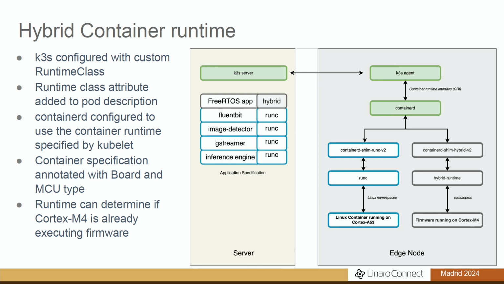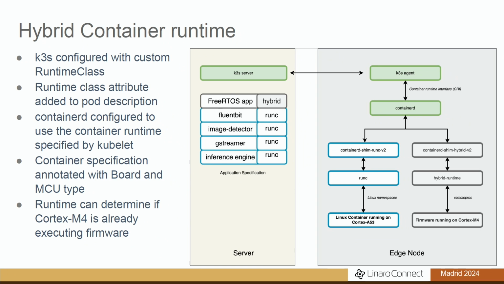So because of that, we were able to enhance K3S just using the normal configuration. We created a custom runtime class, and then we were able to add this runtime class to the pod description to say, for the normal containers we had before, we want to use the normal low-level container runtime runc, but for this new hybrid container that contains our FreeRTOS application, we want to use a new runtime, which we're calling the hybrid runtime.